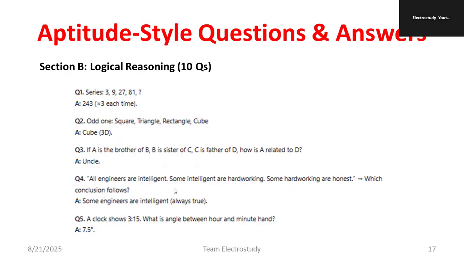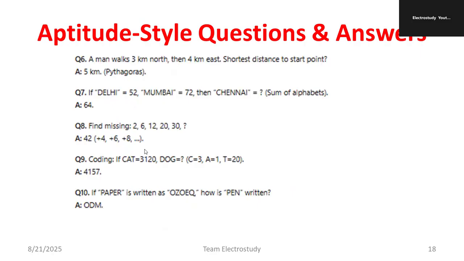Similarly, clock. You identify the angle between the hands. There are some standard formulas you have to remember. Based upon the standard formula, you can easily calculate the angle between the hour hand and the minute hand. Similarly, speed and distance. Focus on speed and distance. Identify the missing number. Coding is required.